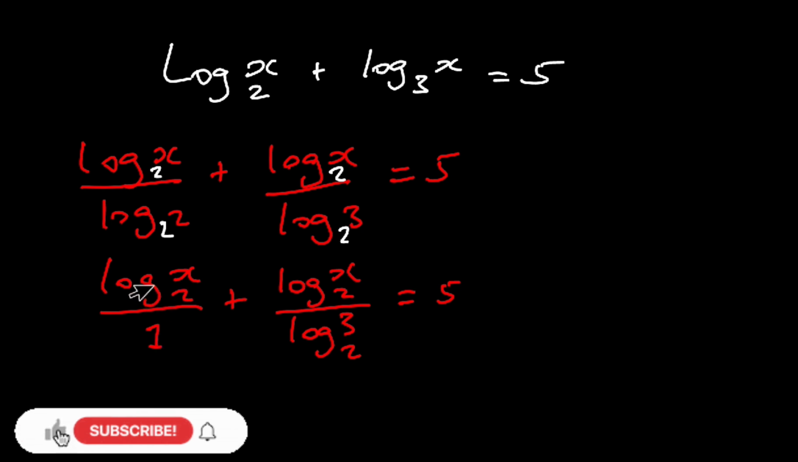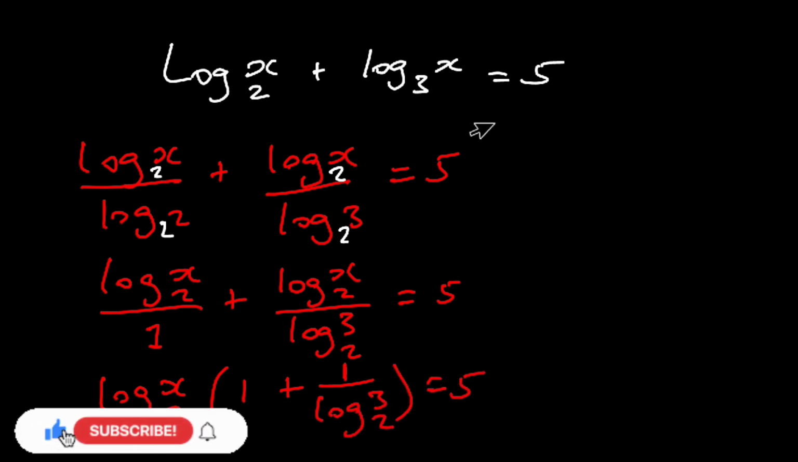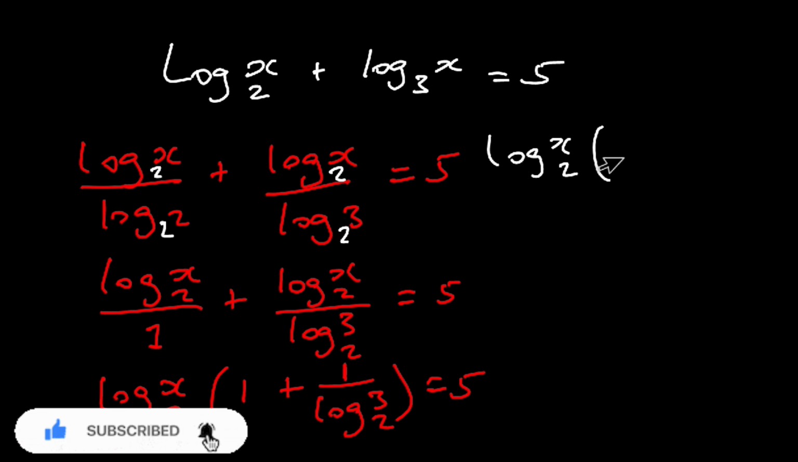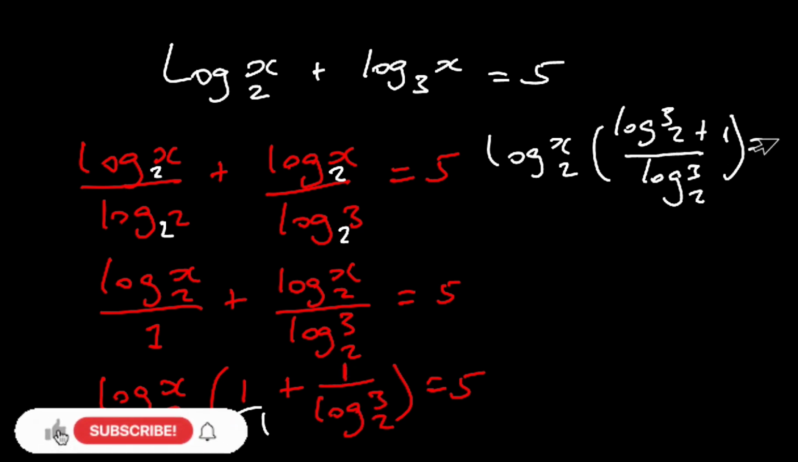So let's factor out log x base 2. We're going to have log x base 2 times the quantity 1 plus 1 divided by log 3 base 2 equals 5. Now let's find the LCM. The LCM here is log 3 base 2. So we have log 3 base 2 divided by 1 and then multiplied by 1 equals log 3 base 2. Then plus log 3 base 2 divided by log 3 base 2 is 1, 1 times 1 equals 1. Then this is equal to 5.